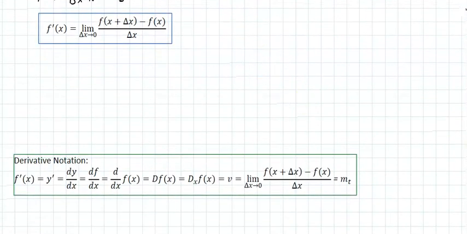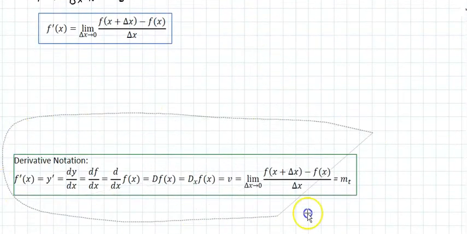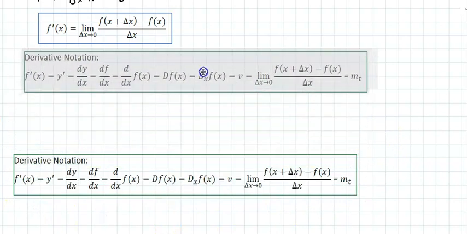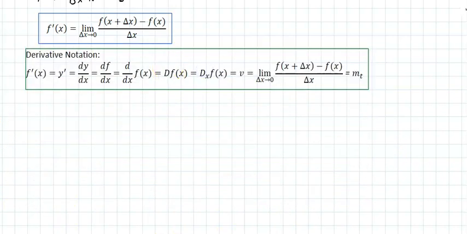And the notation. Derivative is what we call it in calculus, but different fields have different names. Normally we call it f prime. It could be y prime. dy dx, that's the same thing. d dx of f, that's the same thing. In differential equations they use these notations. This is the most used.